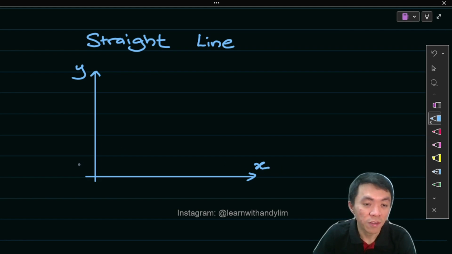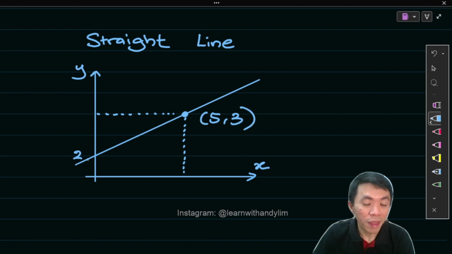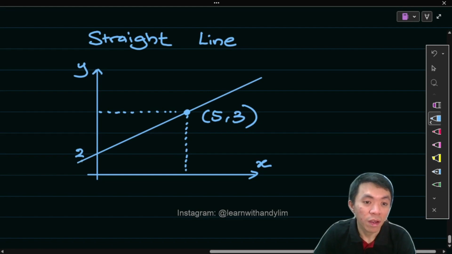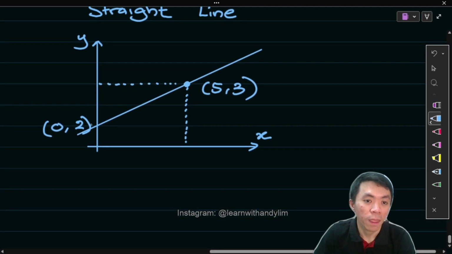Let's just say my straight line passes through 2 on the y-intercept, and it also passes through this point, let's say point 5, 3. When the line passes through y equal to 2, I'm going to say it has a coordinate of 0, 2. So the straight line passes through these 2 points.